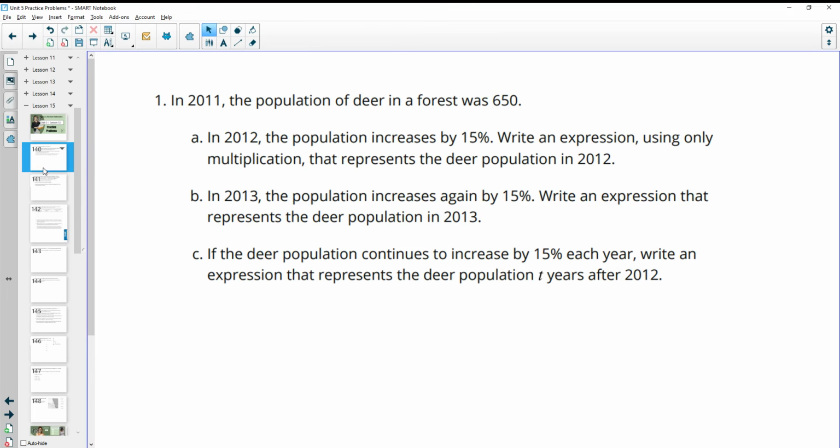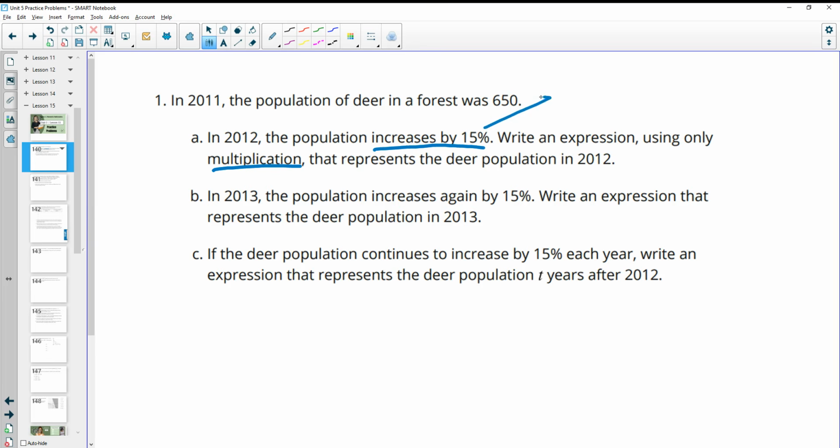Number one, in 2011, the population of deer in a forest was 650. In 2012, the population increases by 15%. Write an expression using only multiplication that represents the deer population.